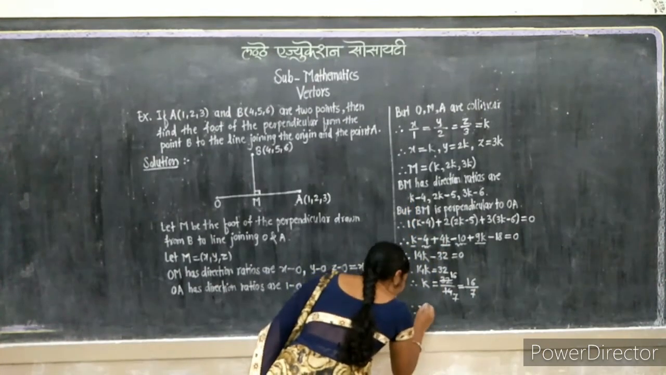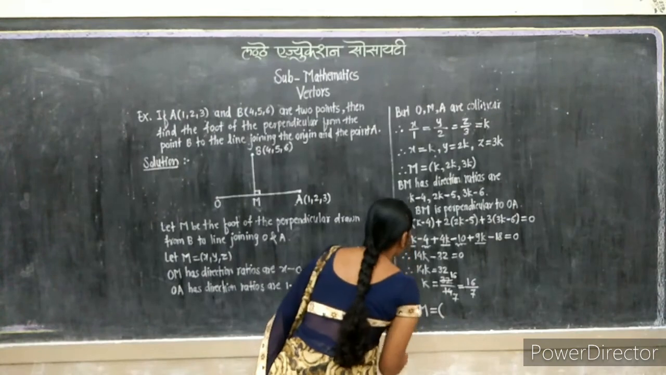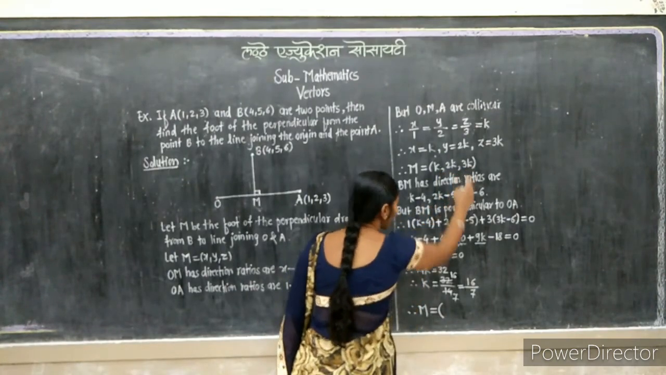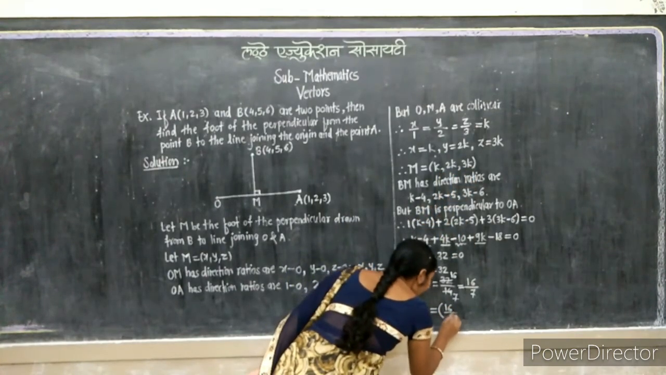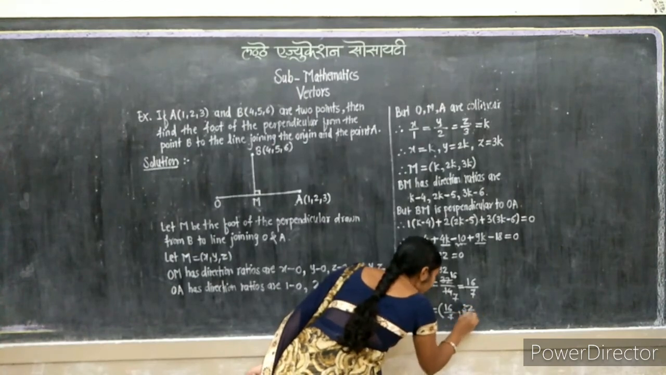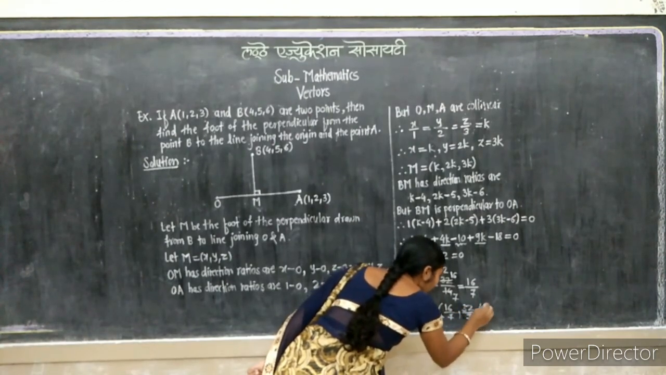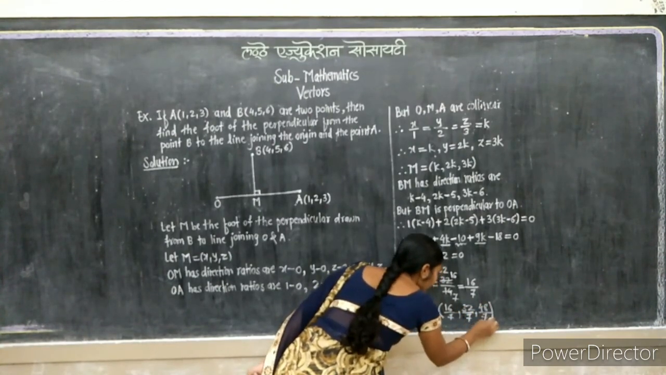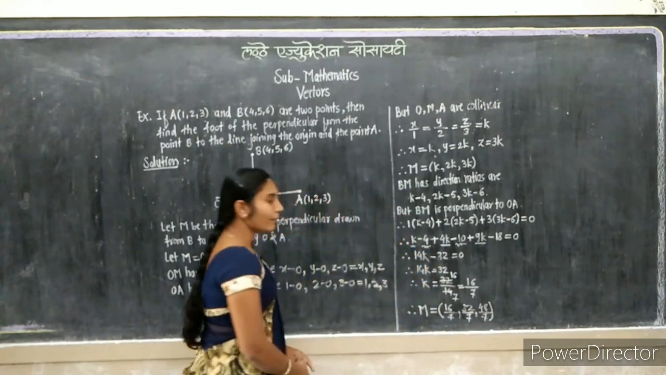Therefore, the coordinates of M are k, 2k and 3k, that is 16 by 7, 32 by 7 and 48 by 7. And M is the foot of the perpendicular.